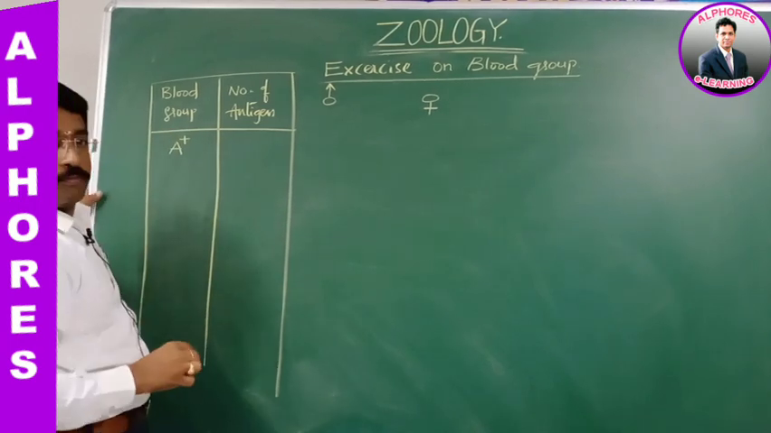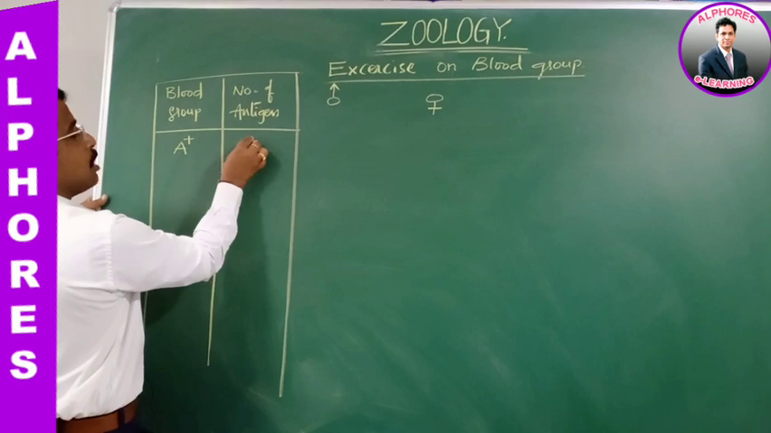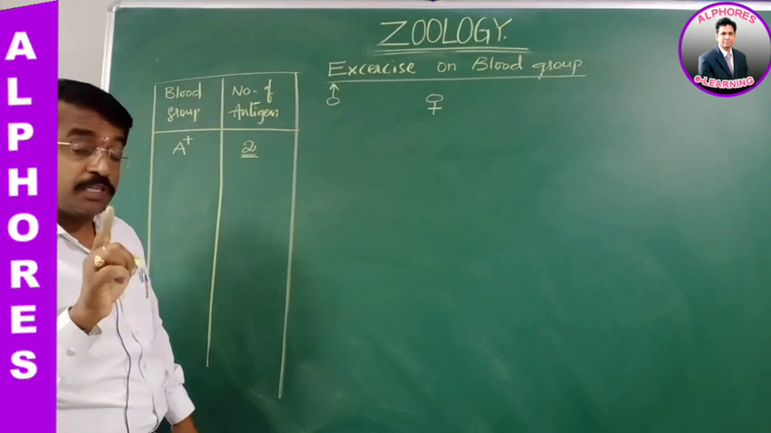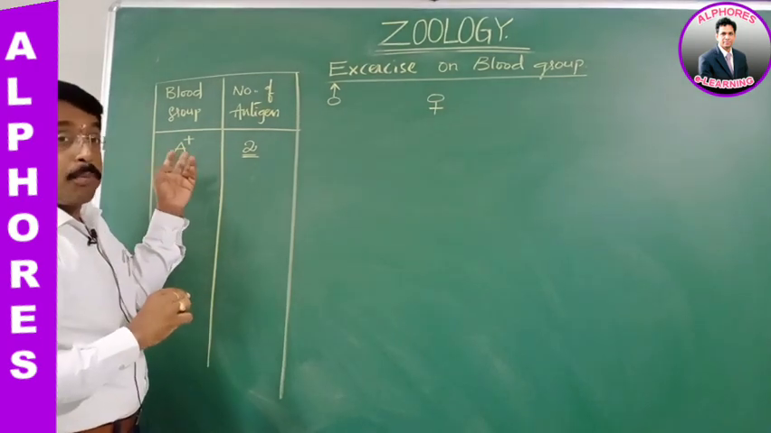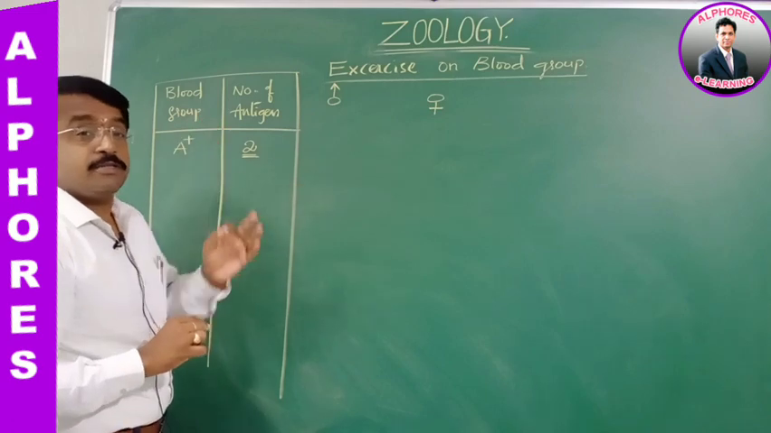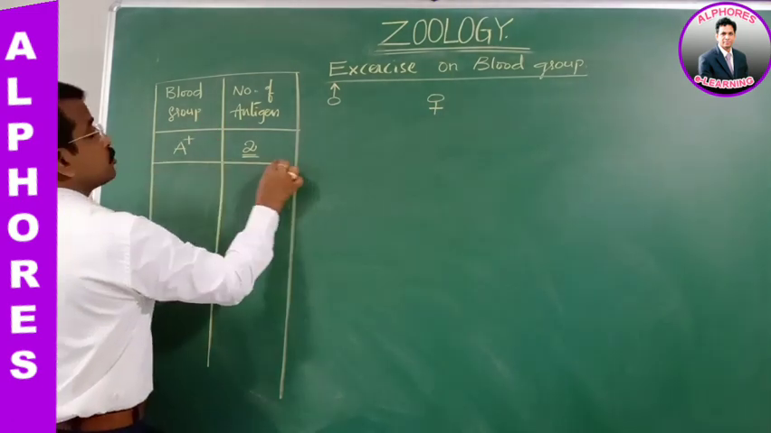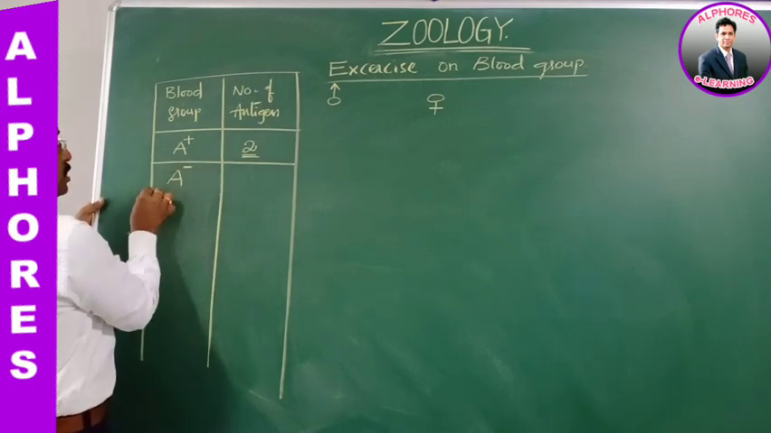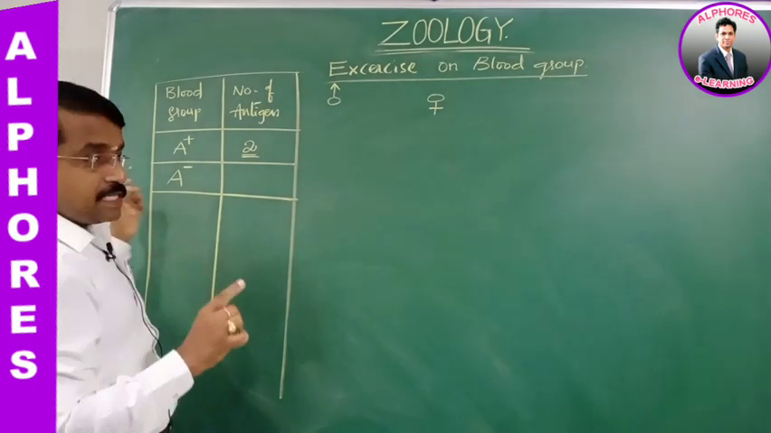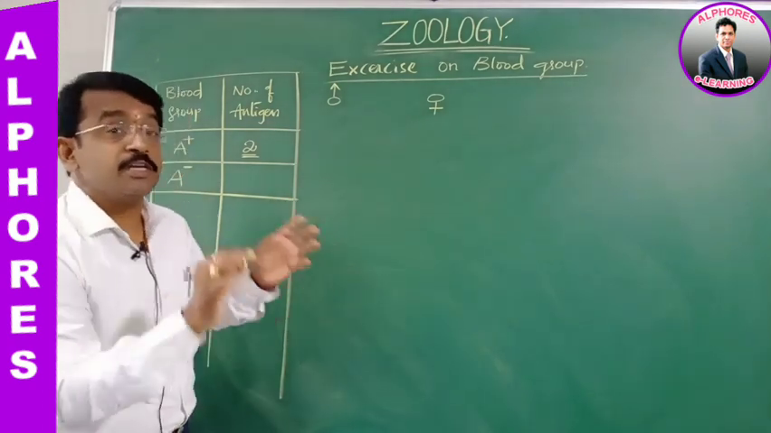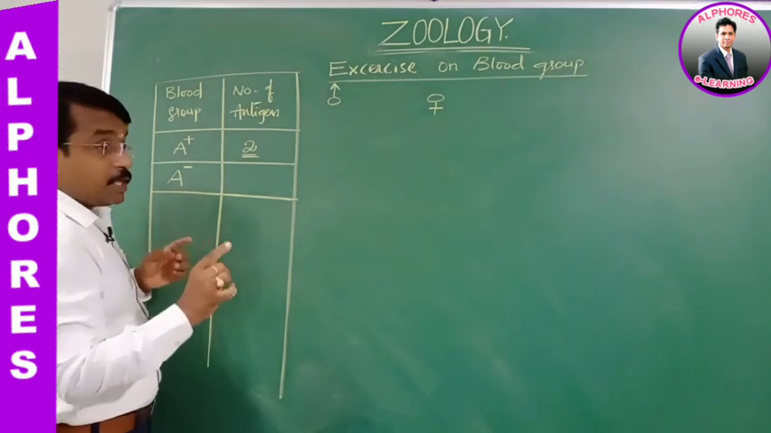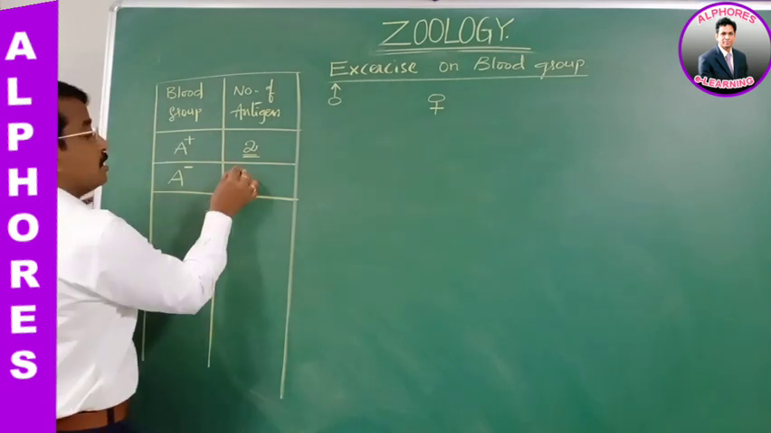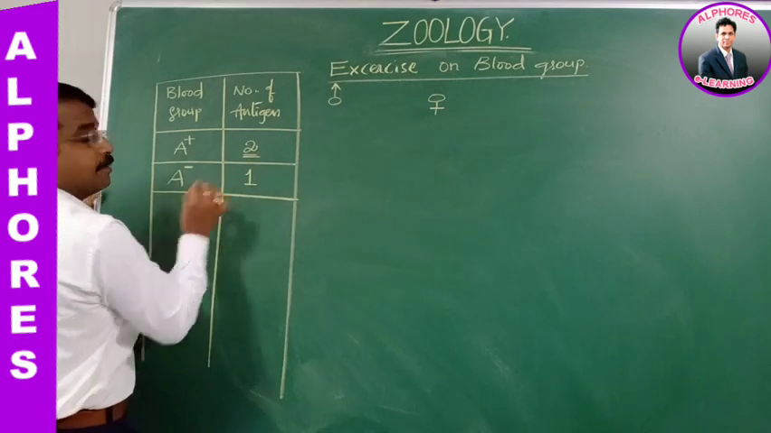A positive will have the number of antigens as 2. Why? A blood group is with A antigen in its RBC. Positive indicates RH antigen. So the number of antigens in A positive is 2. Next, A negative means this is the blood group A without RH antigen, but A antigen is existing. So the number of antigens is 1.